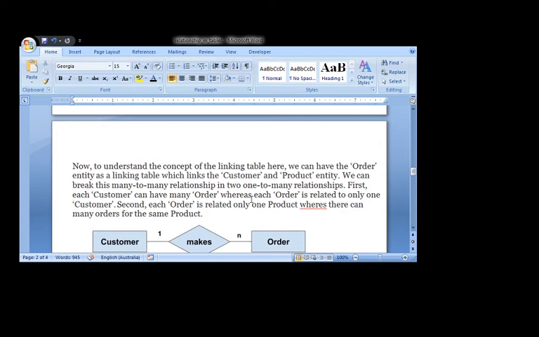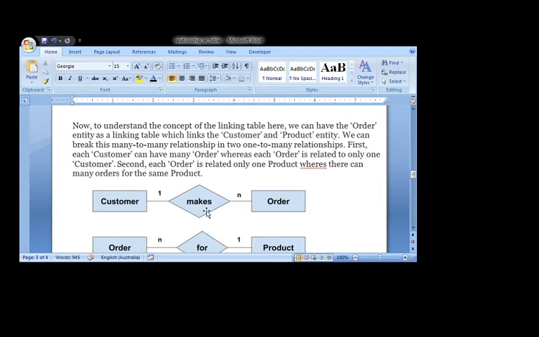First, each customer can have many orders, whereas each order is related to only one customer. Second, each order is related to more than one product, where there can be many orders of the same product.